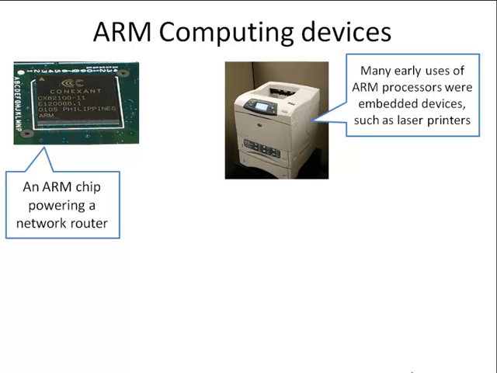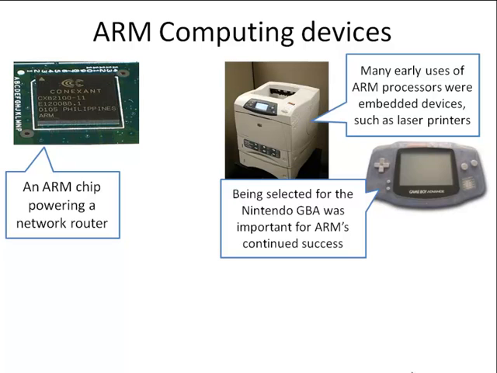And so in the first image we can see an ARM chip that's powering a network router. In the early uses of ARM, and this is still used in these areas, ARM processors were mainly used in embedded devices such as laser printers or routers or other devices. So mainly in areas where you might not think so much that there's a computer in there, but there would be a CPU doing stuff.